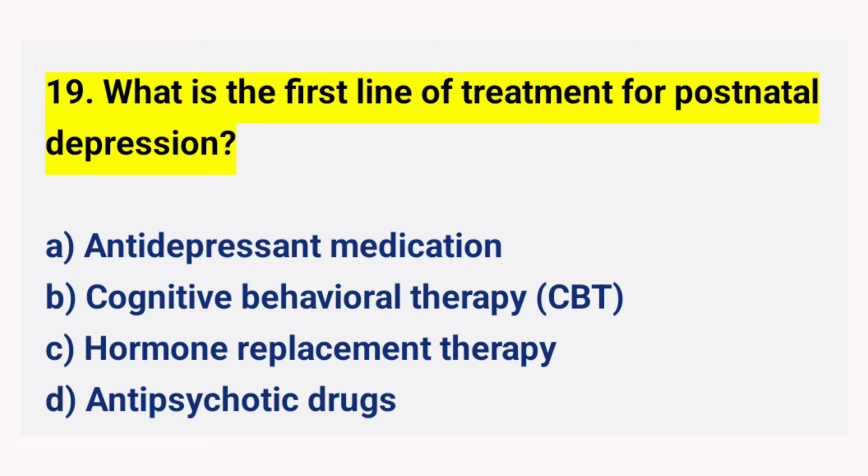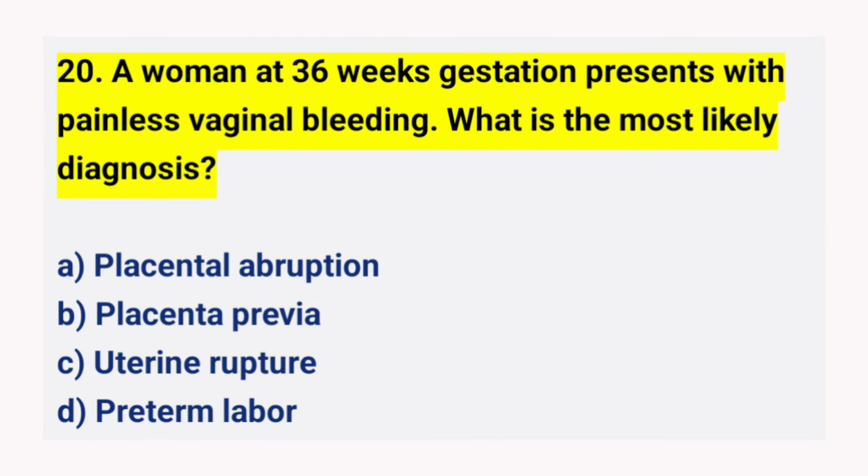Question number 19. What is the first line of treatment for postnatal depression? The right answer is option B, cognitive behavioral therapy. Question number 20. A woman at 36 weeks gestation presents with painless vaginal bleeding. What is the most likely diagnosis? The right answer is option B, placenta previa.